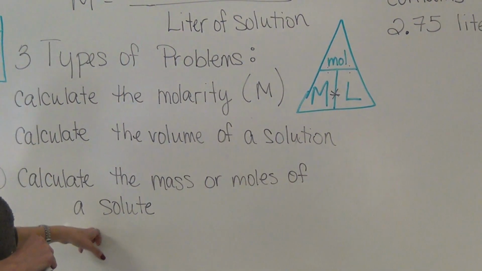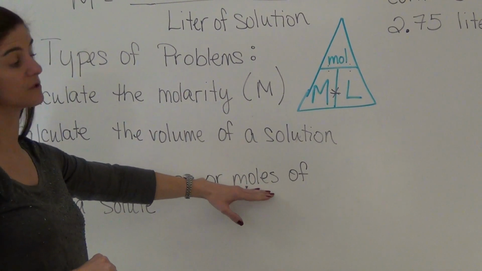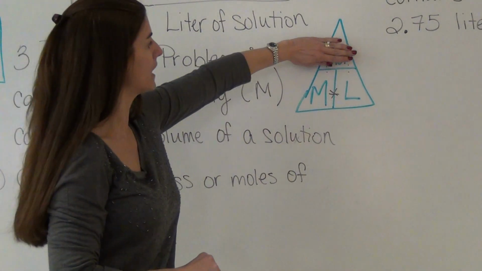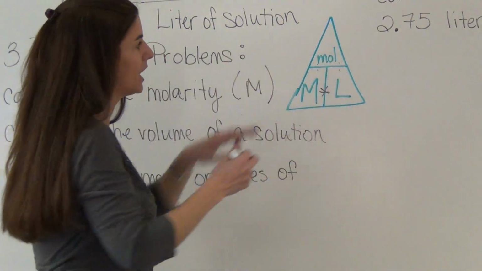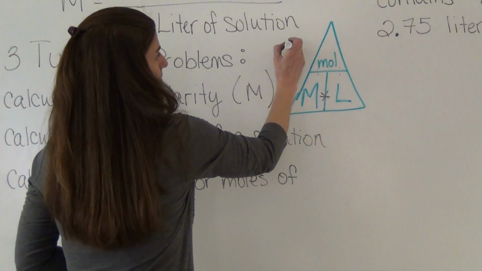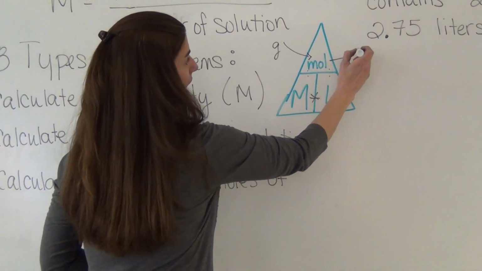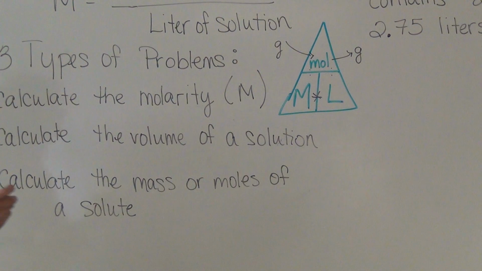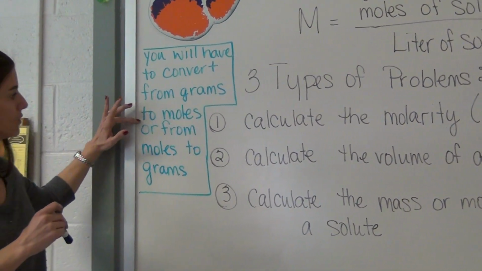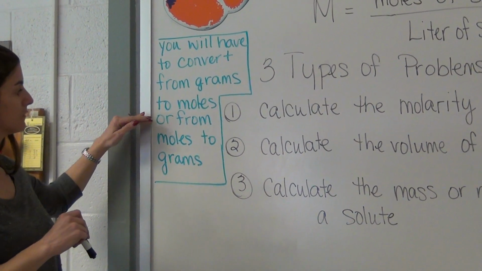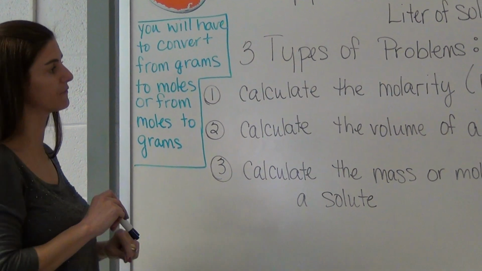And in our third example, calculate the mass or moles. Well, you're always going to have to solve for moles first. So we're going to cover that up, and it's molarity times liters. And what I like to do is sometimes say grams can either go into moles, or we can find moles and go out to grams based on what we're looking for. So I put over here, you're going to have to convert from grams to moles, or in some cases you're going to have to convert from moles to grams. So let's look at three different types of problems.